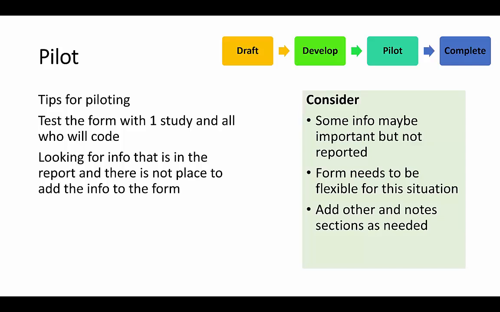I would test with at least one. I suggest maybe more than one. And especially if they have different types of studies in their review, like a lot of times in scoping reviews, you have several different types of studies that could be done. At least have a few examples of those different types of studies in there.